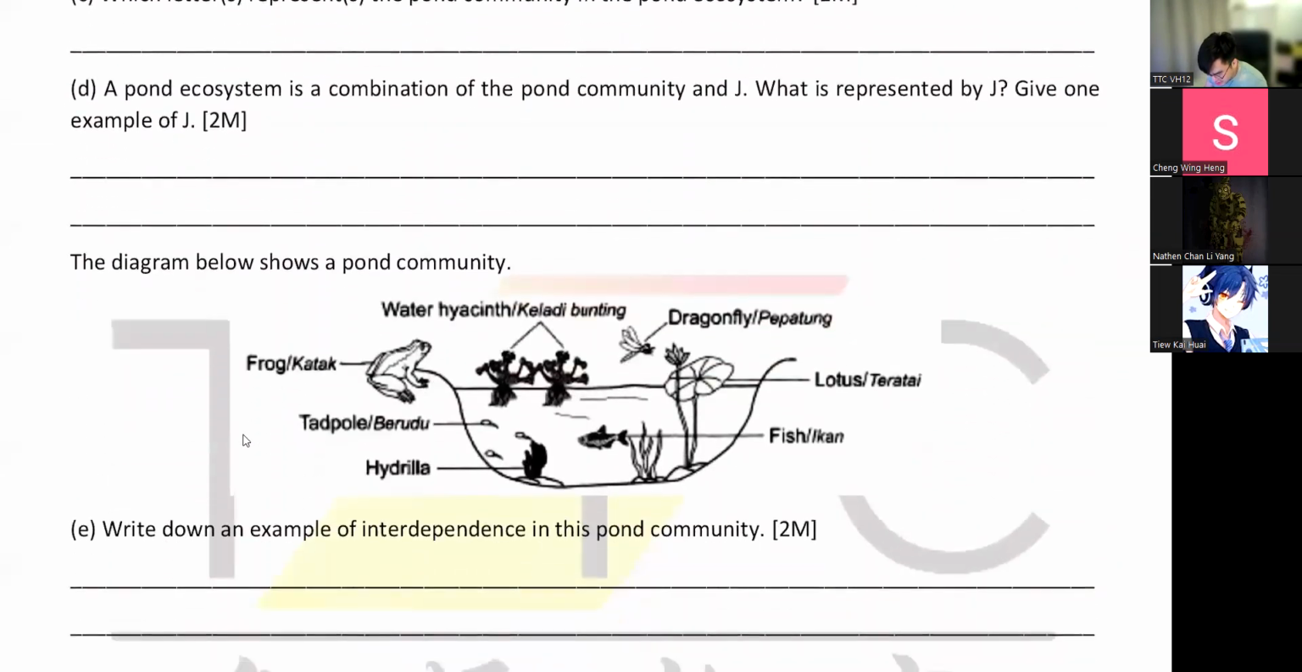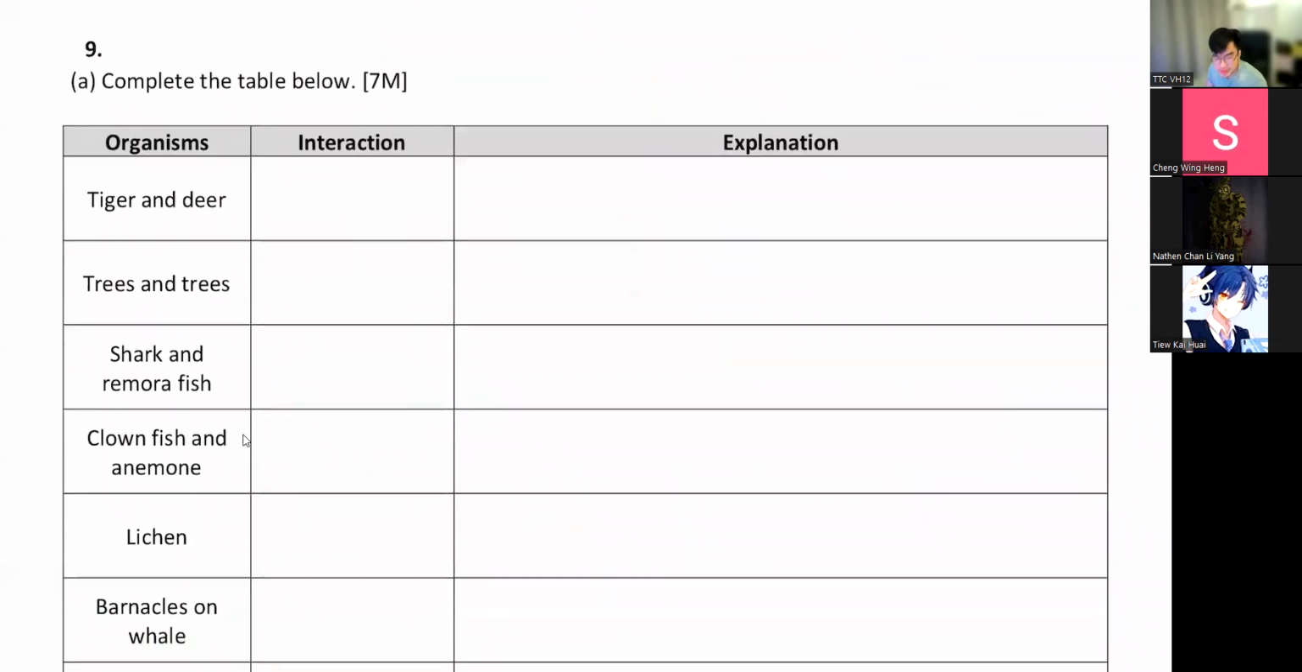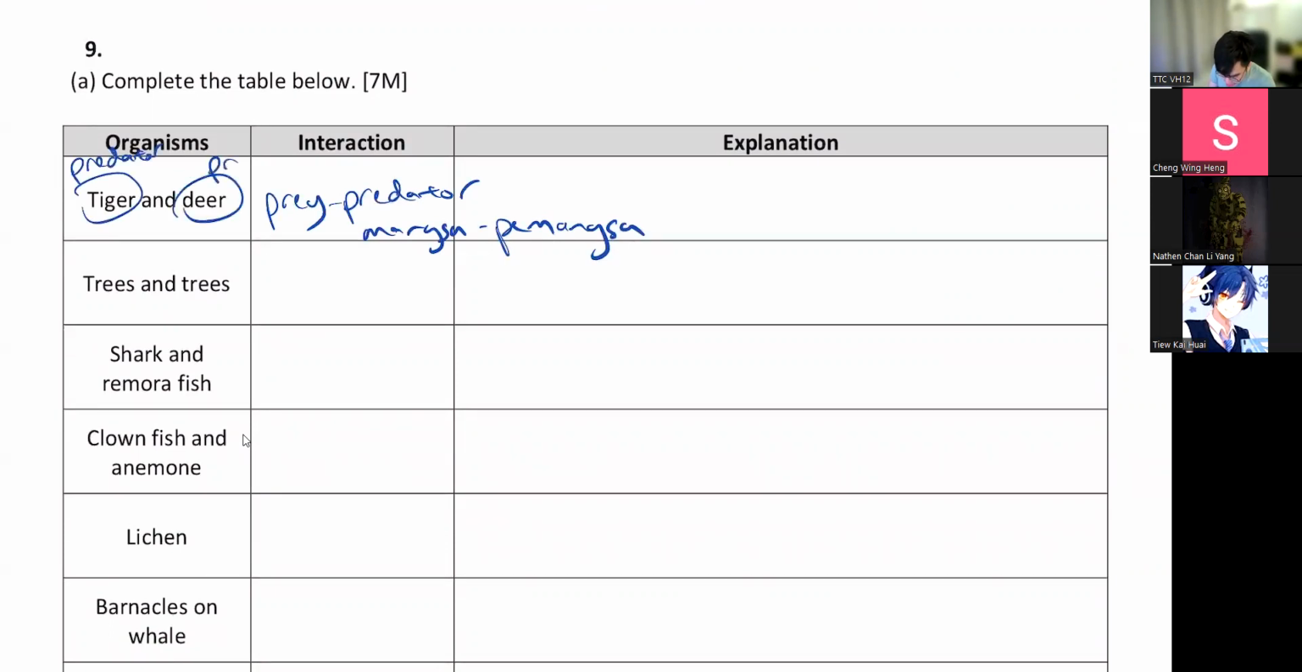Anyway, we have done question 8, right? So let's go to question 9. This one easy peasy, so I'll just give you the answer straight. Like number 1, tiger, deer. This is prey predator, mangsa per mangsa. So tiger is the predator. Deer is the prey.